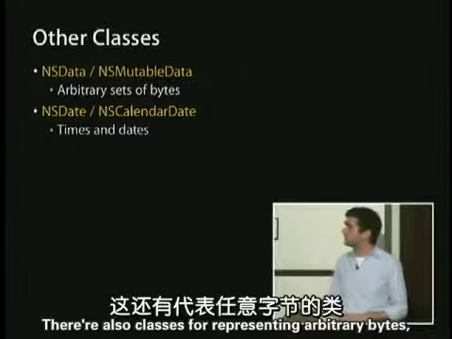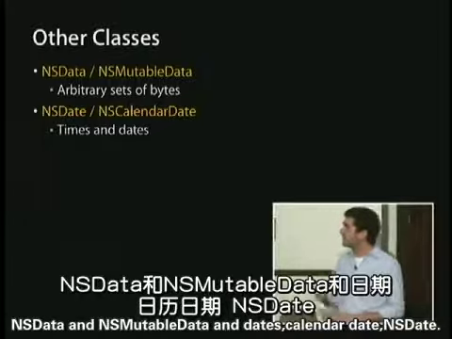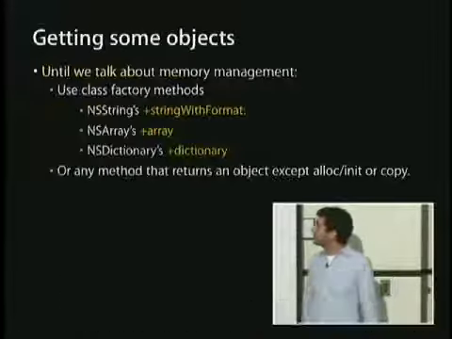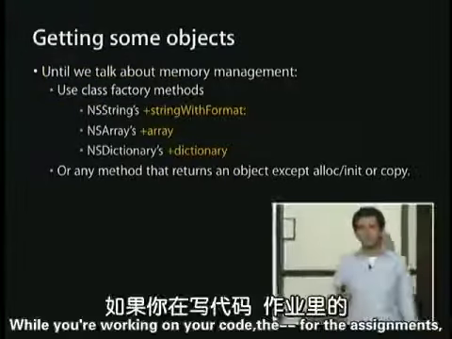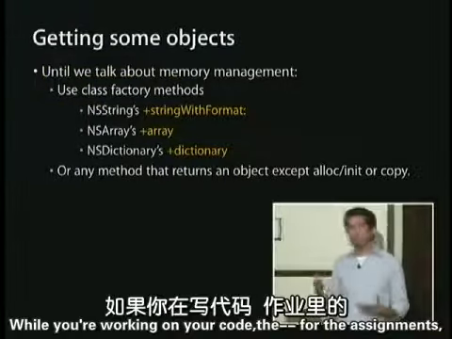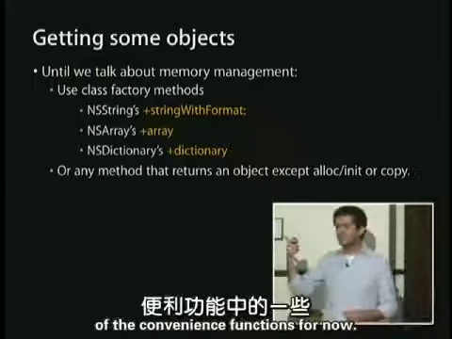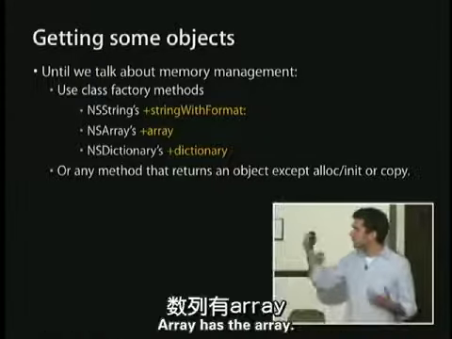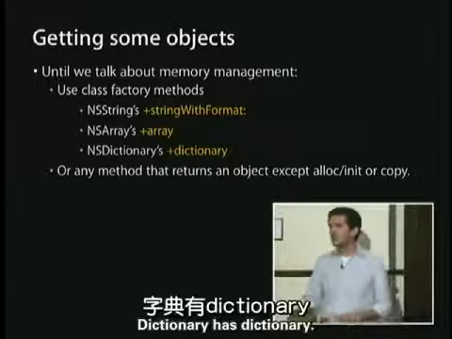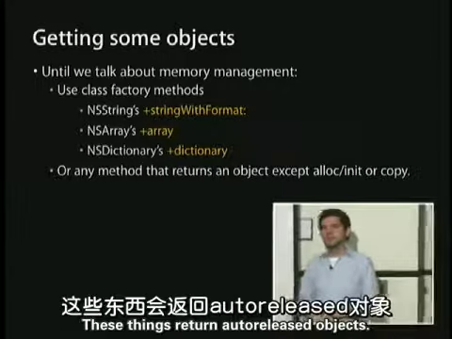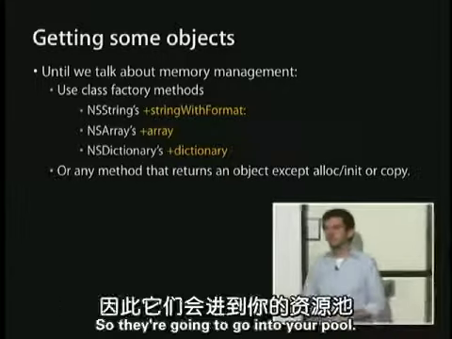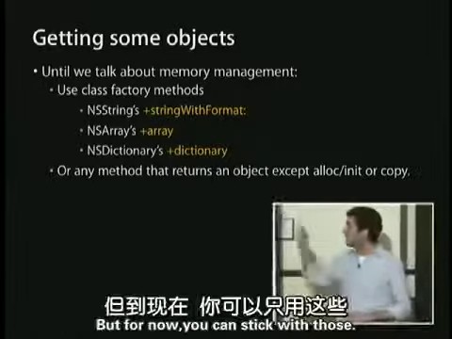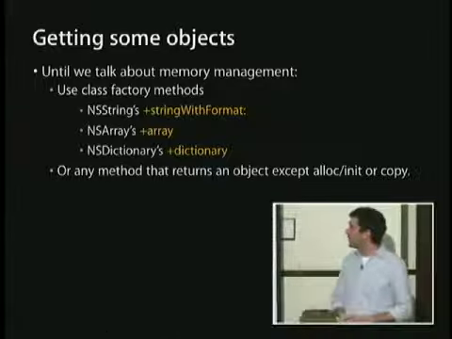There's also classes for representing arbitrary bytes, NSData and NSMutableData, and dates, NSCalendarDate and NSDate. While you're working on your code for the assignments, you probably want to stick with some of the convenience functions for now. The factory methods: NSString has stringWithFormat, array has array, dictionary has dictionary. These things return autoreleased objects, so they're going to go into your pool. You don't have to worry about memory management yet. We're going to talk about that in the next lecture, but for now, you can stick with those.